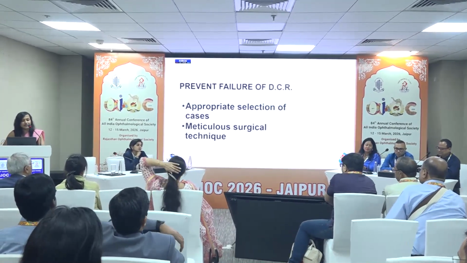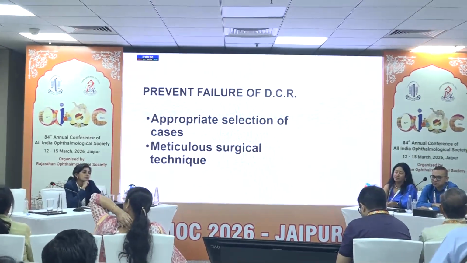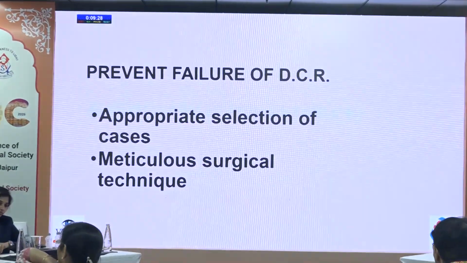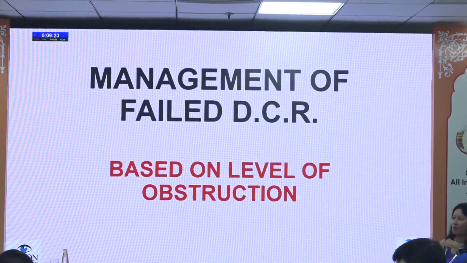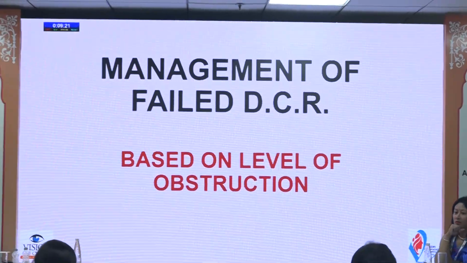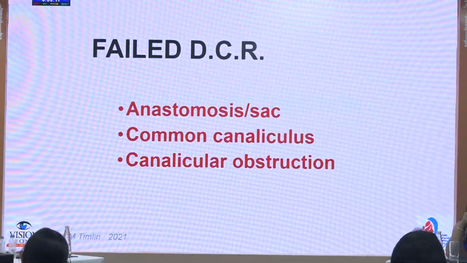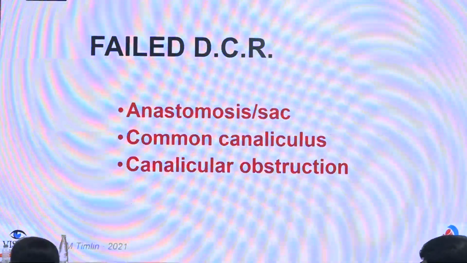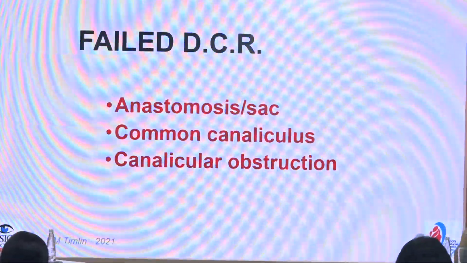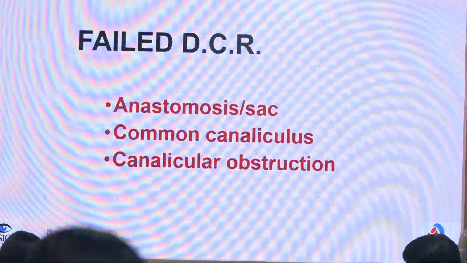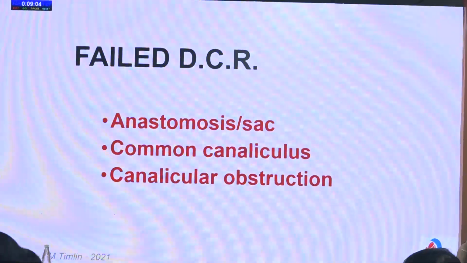So you need to select your cases appropriately, select the right surgery for them, and of course a meticulous surgical technique is important. We manage a failed DCR based on the level of obstruction. It's not a one size fits all, because the level of obstruction can be different at different points. It can be because of an anastomotic or a sac obstruction. Later on, even the common canaliculus can get scarred, and you can even have a canalicular obstruction in some situations.